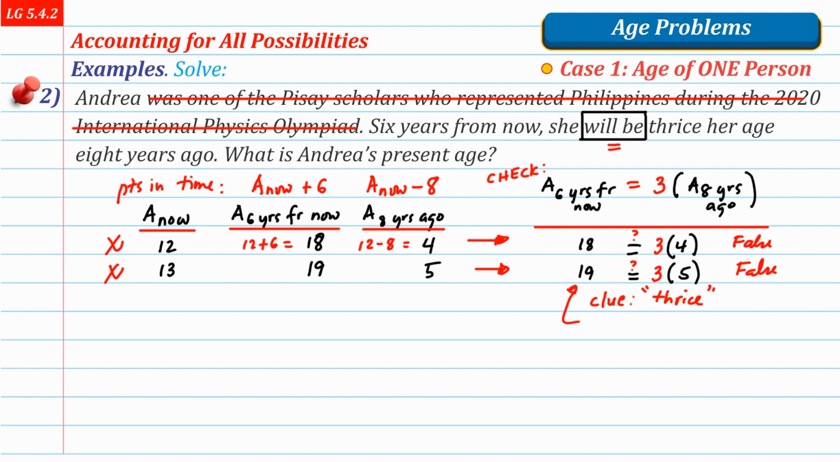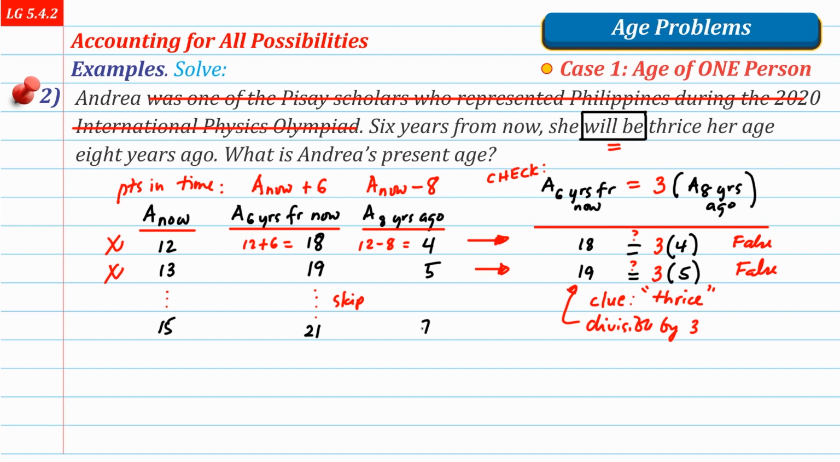Therefore, this should be divisible by 3. That means, if what you consider is divisible by 3, you can skip. Let's skip here. What is the next number divisible by 3 after 18? This is what we need to check, the age 6 years from now. 21. Very good. If 21 is divisible by 3, what is her age now? 15. Very good. Okay? So what is her age 8 years ago? 15 minus 8. It's 7.